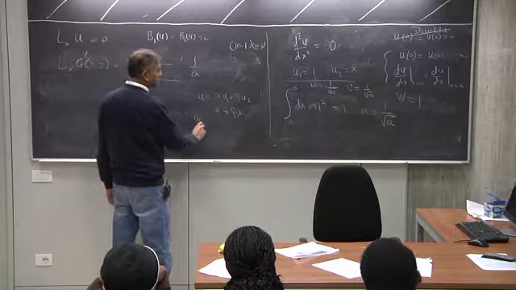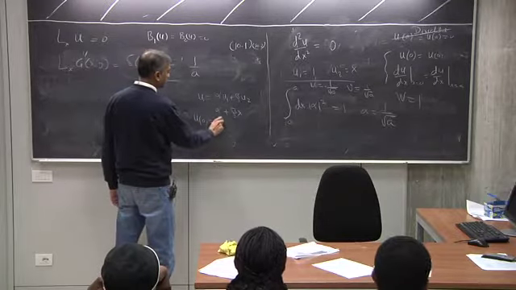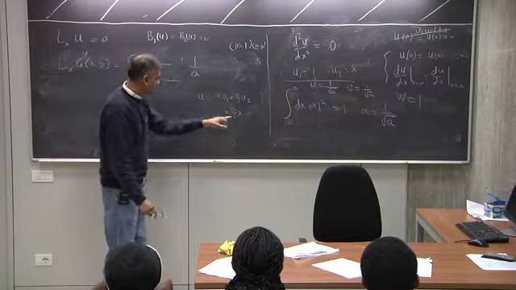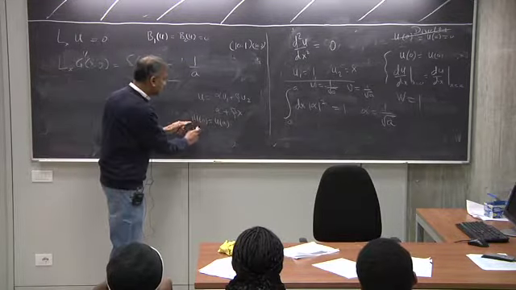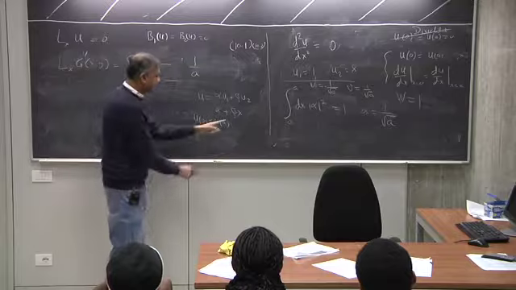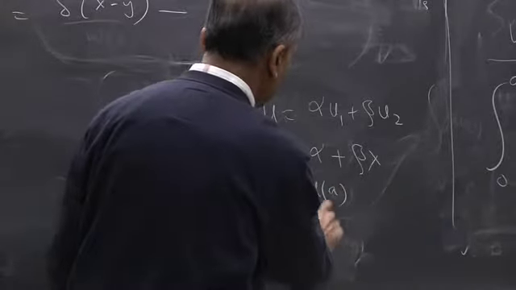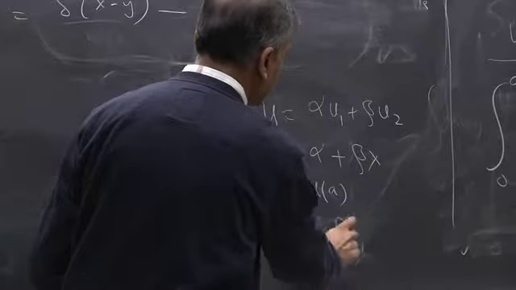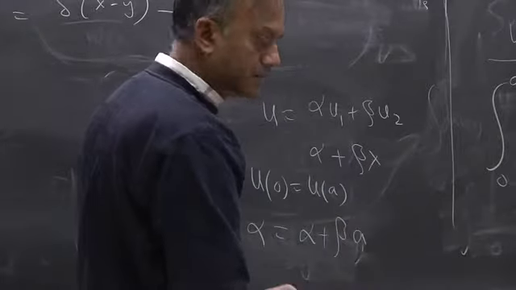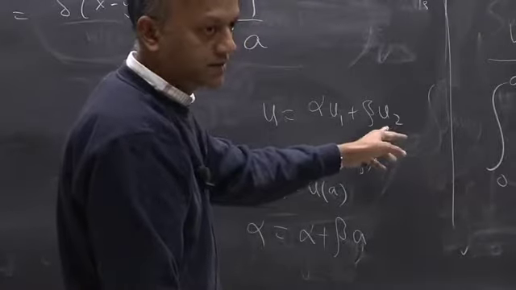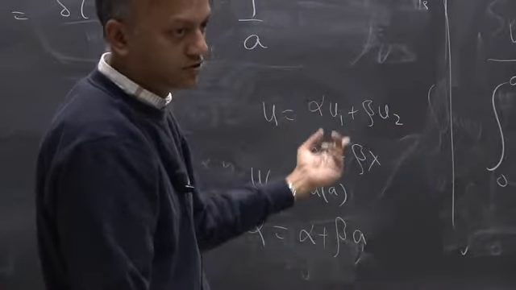What that says is that U of 0 equals U at A. The left hand side is simply alpha because for x equal to 0 this term drops out. The right hand side on the other hand is alpha plus beta times A, correct? So this implies that beta must be 0. So there is only one 0 mode, which is proportional to U1.